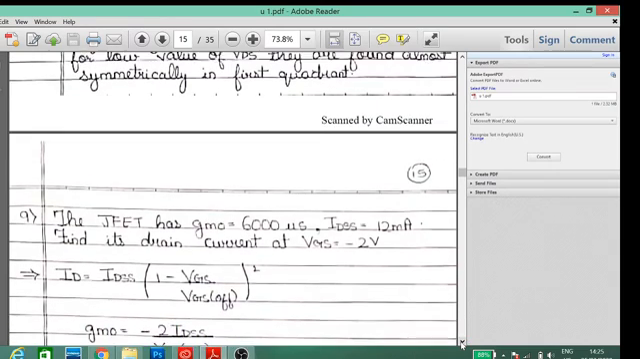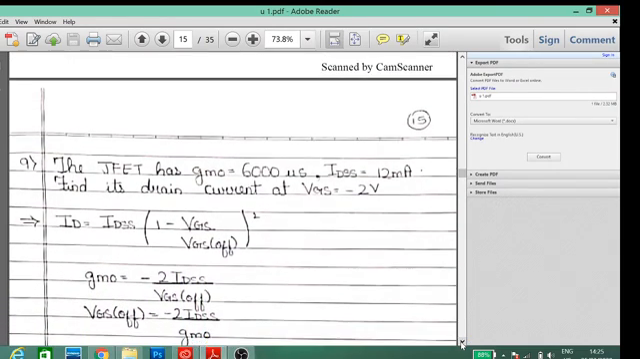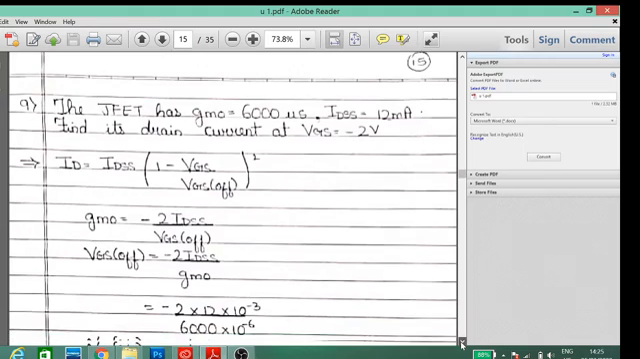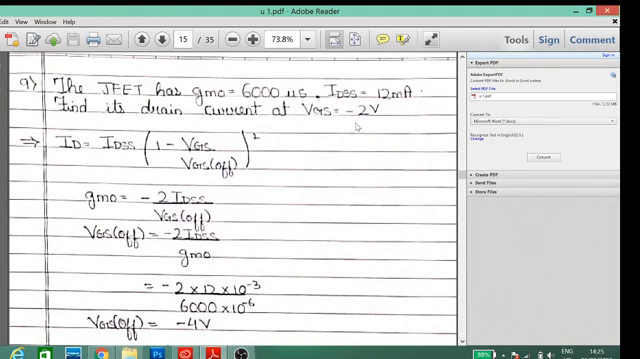The next question is on the JFET. It's a numerical question. The JFET has gm0 equal to 6000 and IDSS equal to 12 milliamp. Find its drain current at VGS equal to minus 2 volts.